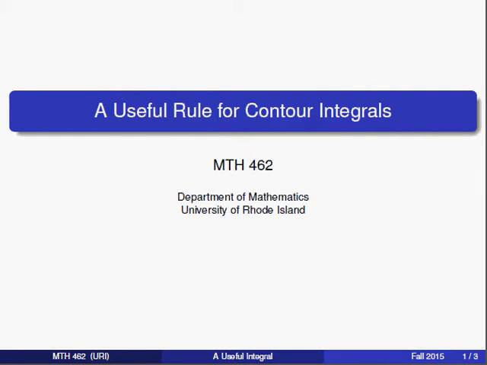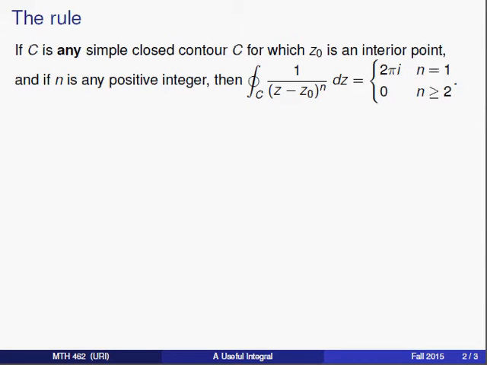Hi. In this video we're going to record for our reference here and in the future a rule that will be pretty helpful. The rule deals with the integral of 1 over (z minus z naught) to the nth power. Now the rule is this.